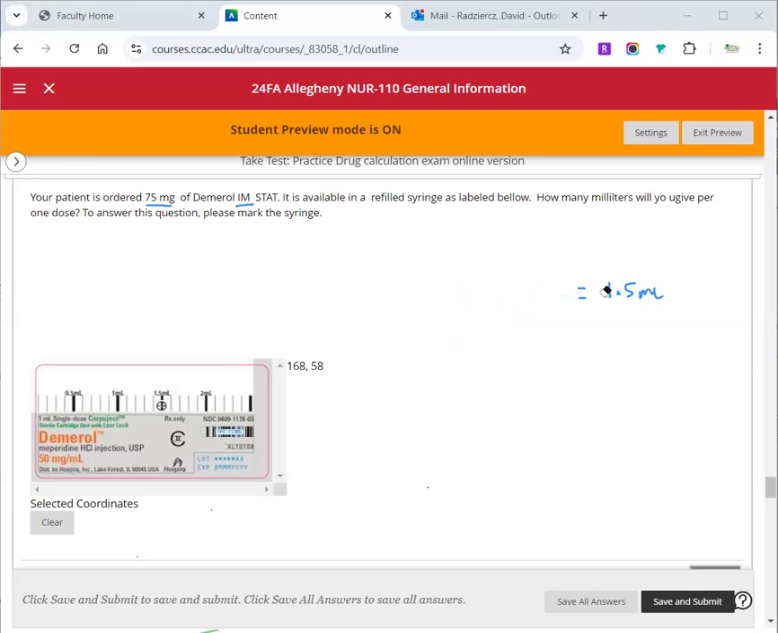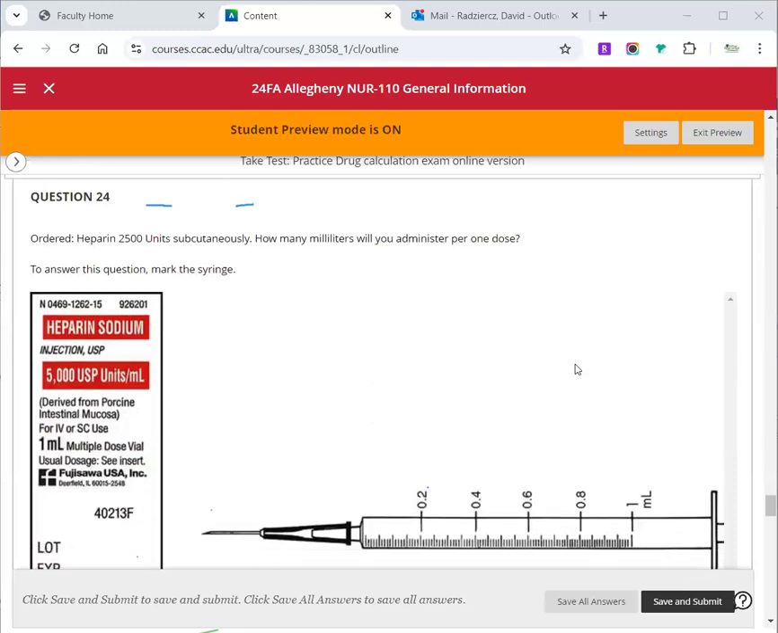All right, I think there's just 2 more questions left. Number 24. This is another, well, it does tell you to mark the syringe. Okay, and that's all they want you to do. The other thing that's helpful is anytime they ask you to mark a cup or a syringe or something like that, you know your answer is on there. Okay, so it has to be on that syringe. So it says the order is 2,500 units. Wants to know how many milliliters to administer. And then mark the syringe. So that's what we're going to do.